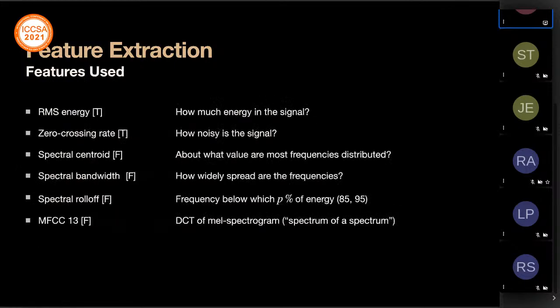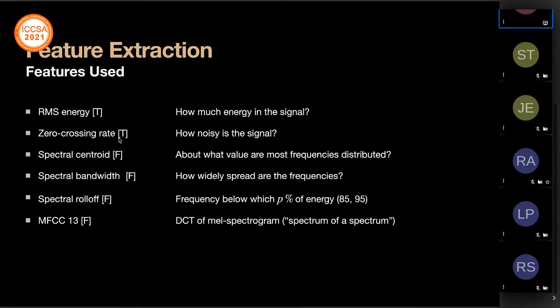Now the actual features that we used were six features. One is called RMS energy, which is root mean square energy, which tells us how much energy is there in the signal. The second is zero crossing rate, which gives an idea of how noisy the signal is. Basically, it is the number of times that the signal crosses the x-axis.